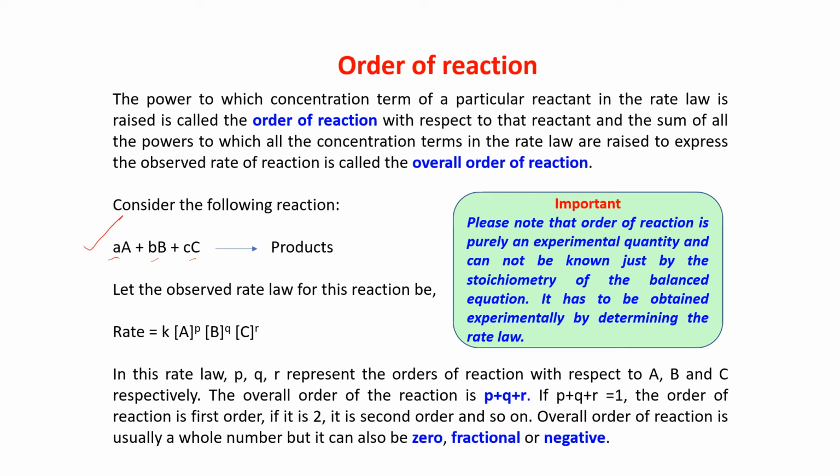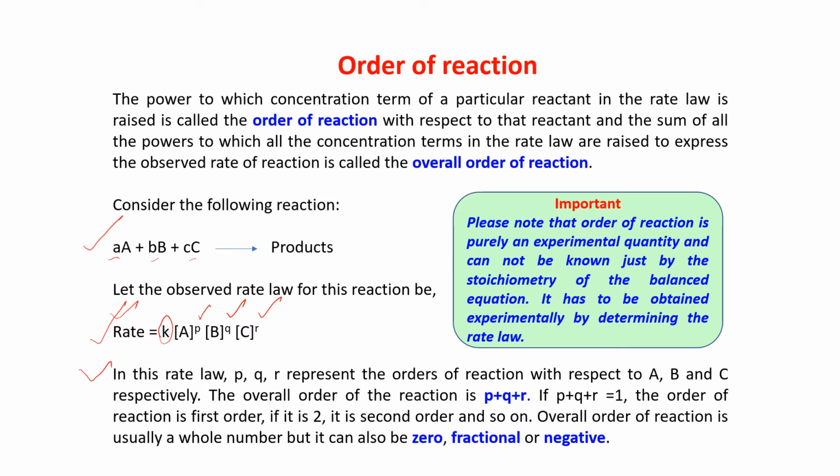Okay, so maybe the observed rate law for this particular reaction may be in this way. Rate is equal to k, where k is the rate constant, A to the power p, that means it is depending on the pth power of A, qth power of B and rth power of C. So A to the power p, B to the power q and C to the power r.